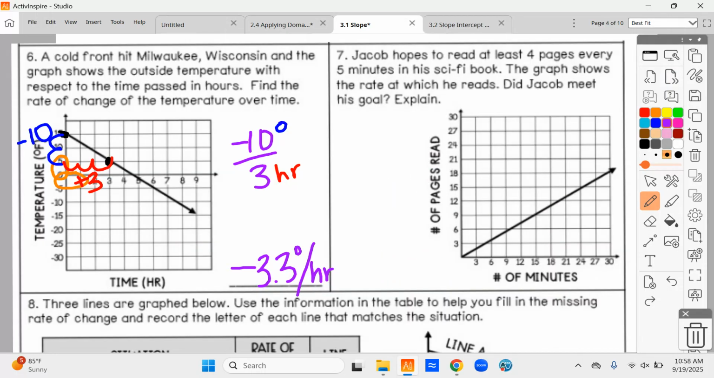All right, number 7, Jacob hopes to read at least 4 pages every 5 minutes in his sci-fi book. The graph shows the rate at which he reads. Did Jacob meet his goal? Explain. Okay, so he wants to read 4 pages every 5 minutes. So we're thinking 4 pages over 5 minutes. And I know page is the numerator because that's my y, and then minutes is my x, and we do rise over run. Okay, so the goal is 4 pages every 5 minutes or more, right?